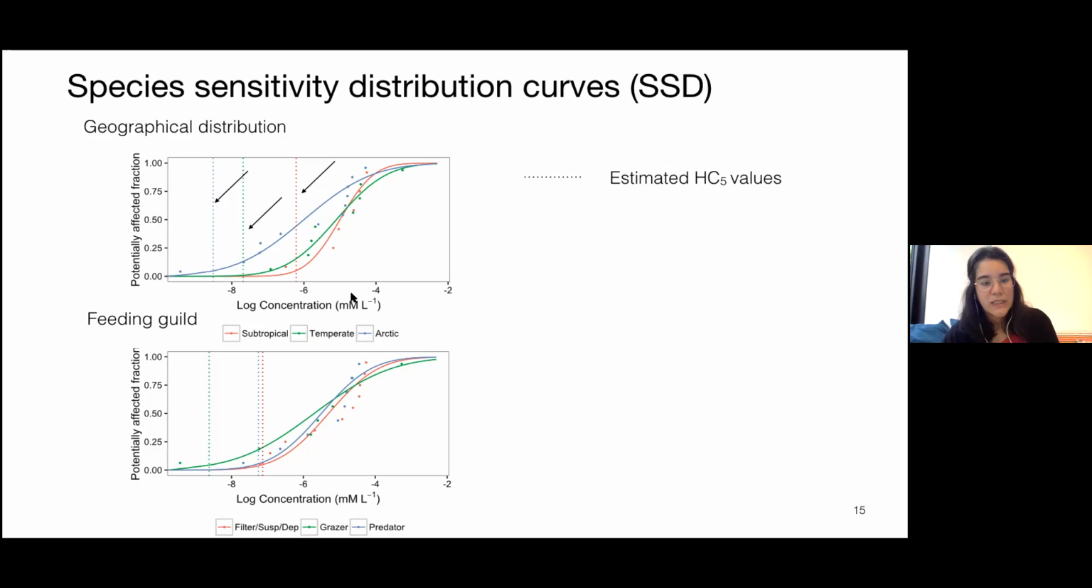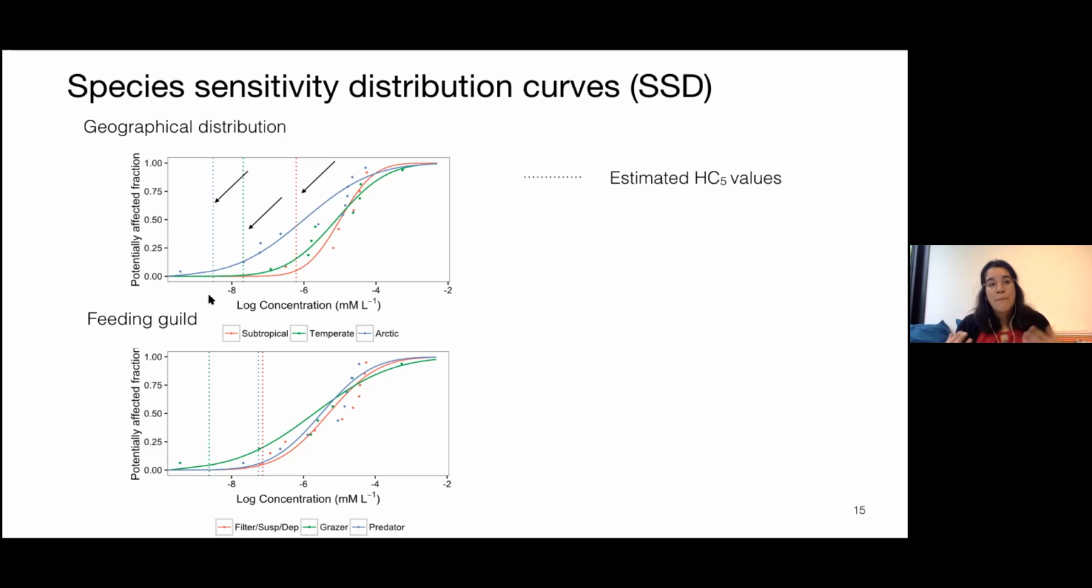We did these curves for different characteristics, including the feeding guilds. And in all cases, we have curves that pretty much overlap. So from our results, we could see, yes, we can use the temperate species as surrogate for subtropicals because there are no differences in the sensitivities.